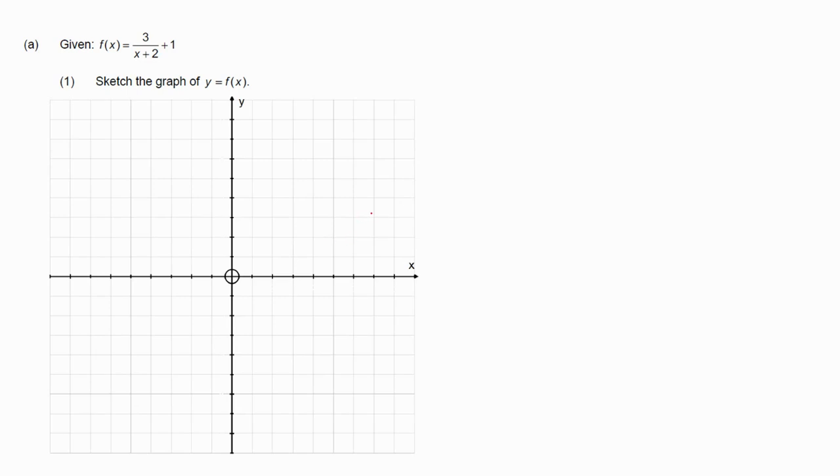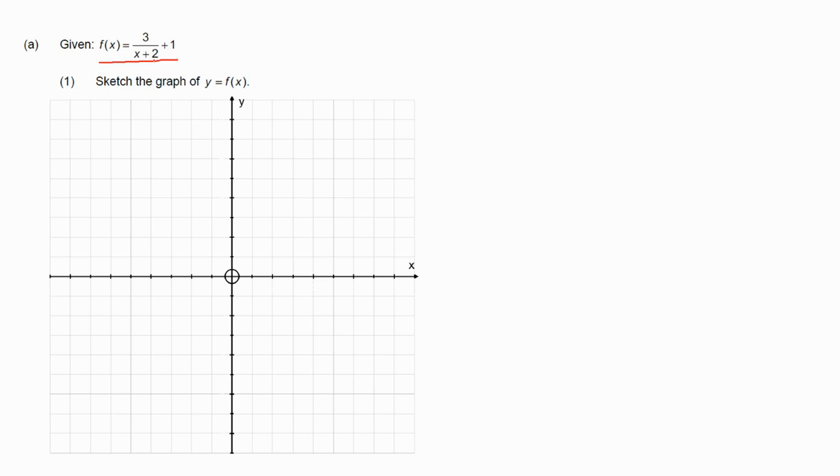All right, let's do question 4a1 together. Given f of x is equal to 3 over x plus 2, plus 1, what type of function is this? This is a hyperbola. From what we are given here, we can get the equation of the vertical asymptote and the equation of the horizontal asymptote.